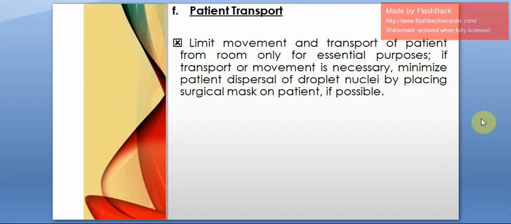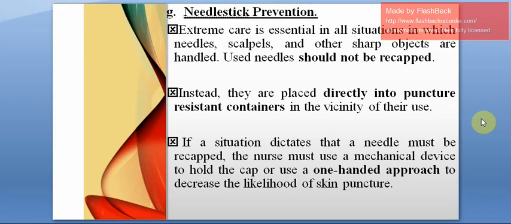Next is regarding patient transport. Most of the time you have to limit the movement of the patient from one place to another, especially for transporting them for x-rays, ultrasound and so on. Nowadays we have portable x-ray machines and ultrasounds, so most of the time we restrict the movement of the patient. We restrict the movement for two reasons: one, chances of accidents can happen, and two, chances of droplet infection may happen. So we have to limit the movement of the patient.